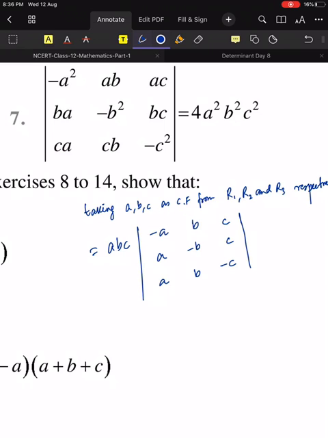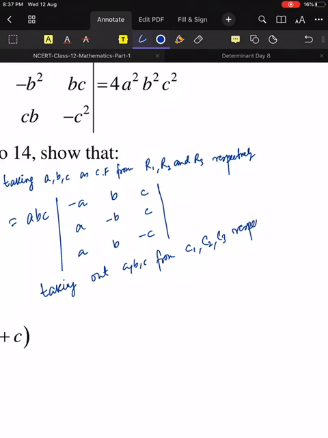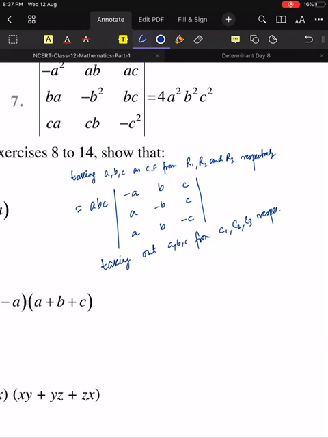Again we can take out A, B, C common, yes or no? From C1, C2, C3. So taking out A, B, C from C1, C2, C3 respectively. Okay, clear? So it becomes A square, B square, C square, and this becomes minus 1, 1, 1, 1 minus 1, 1, 1, 1 minus 1. Clear? Now what do we do? Now, yes, we'll get 0.